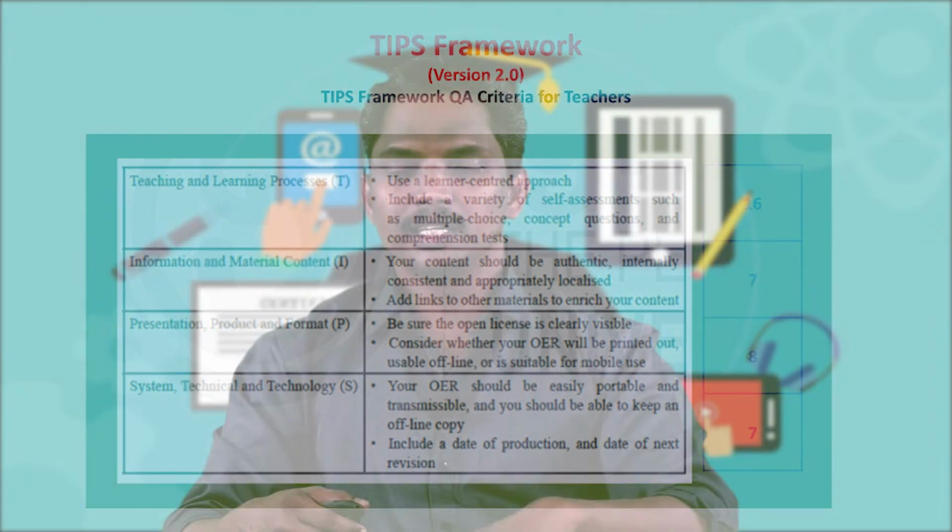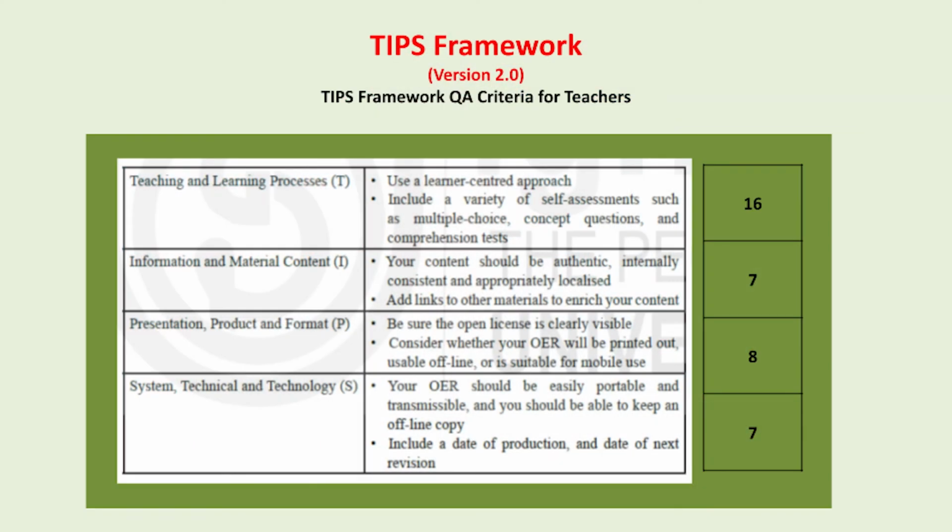So when we are developing any such digital teaching learning resources, if possible, we have to include the date of production. This will help the teachers who are going to use the OER. So friends, what I am saying is TIPS framework version 1.0, then in TIPS framework version 2.0, there are 4 points, and in each of these 4 points, they have identified the criteria. In the first, it is 16, second, it is 7, in the third, it is 8, and the fourth one, it is 7.